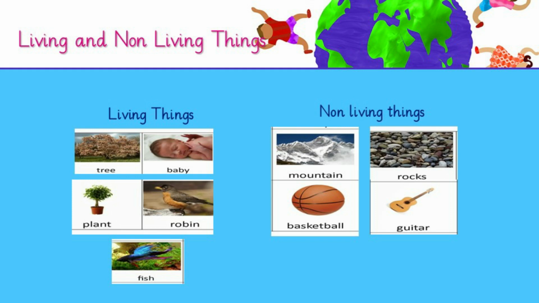What are living things? Tree, baby, plant, robin, and fish. And what are non-living things? Mountain, rocks, basketball, and guitar. Match your answers, and I'm sure that these are the same. Good job!